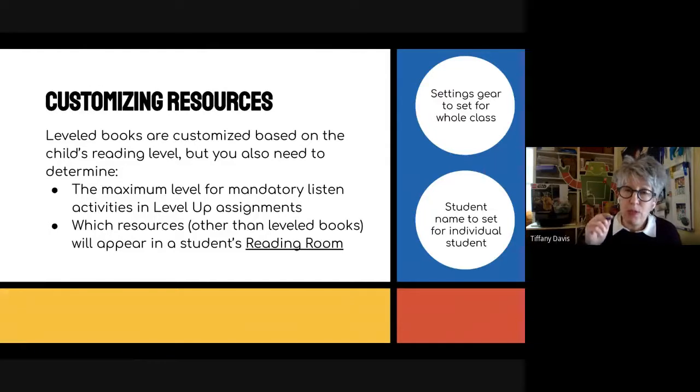Once you have set a student's reading level or they've completed the reading placement tool in Raz Kids, then in their reading room, they'll have books that are at their level. But there are other resources that are available to them in the reading room. And so you as the teacher, either the special education, reading, or classroom teacher, can decide which resources are going to appear in the student's reading room other than their level books. So for example, graphic novels, right? Are you going to give kids access to graphic novels? And we'll take a look at that in a minute.